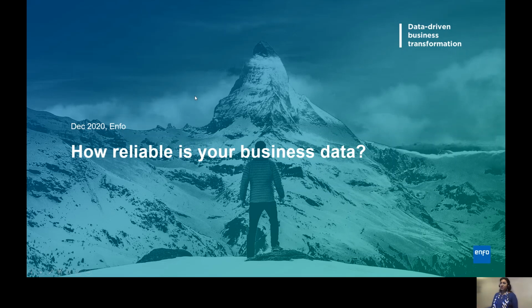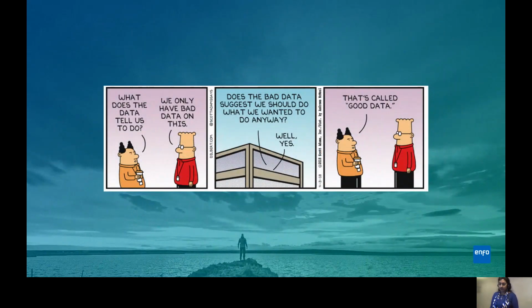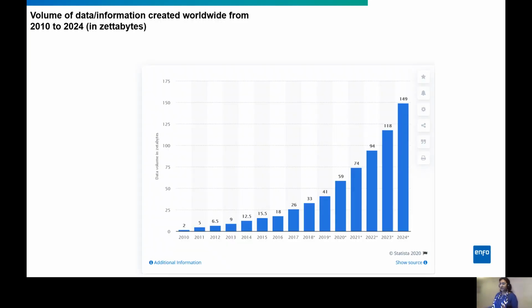In today's day and age, where most work is being done online, remotely, data is being produced at a tremendous speed. But then it's much more important to know what is good data and what is bad data. This little cartoon exemplifies it: we do what the data asks us to do, but we only have bad data. What do you mean? How do you define what is good or bad? What's the definition of good quality data or bad quality data?